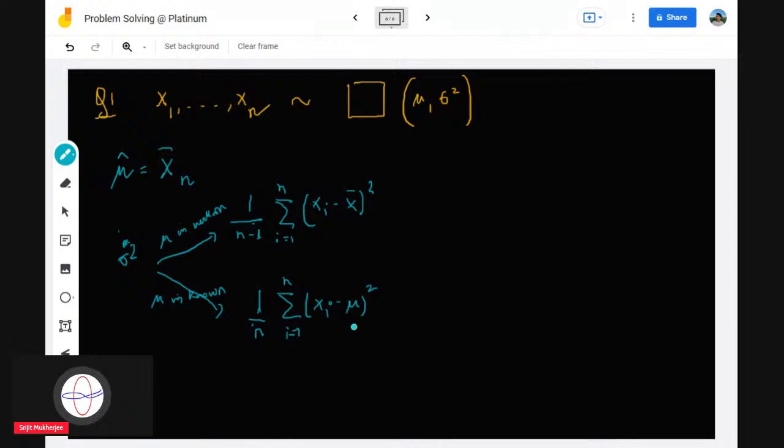When mu is unknown, then it's a parameter. It cannot be an estimator, right? An estimator cannot contain the parameter. So that's the idea.